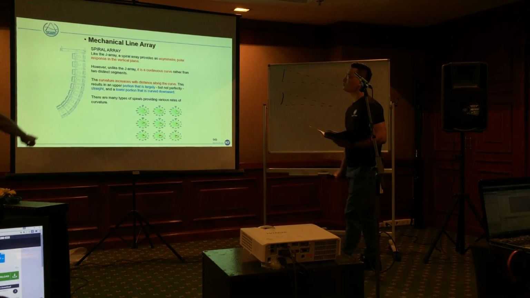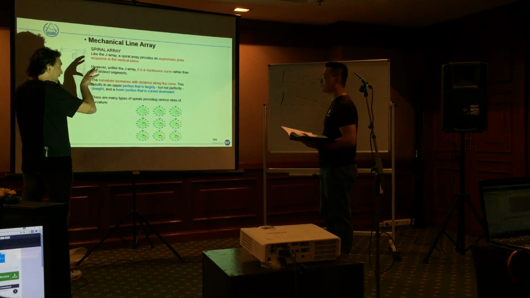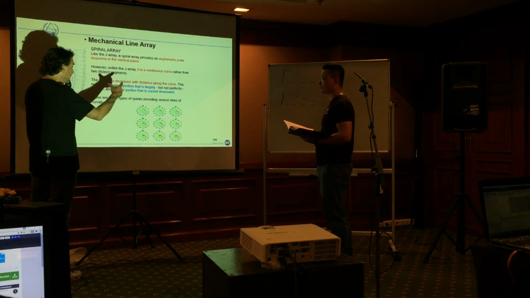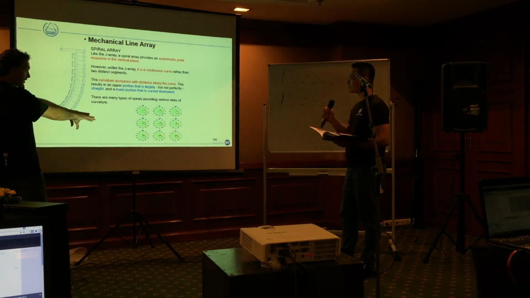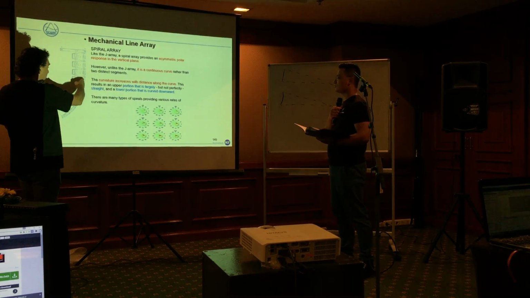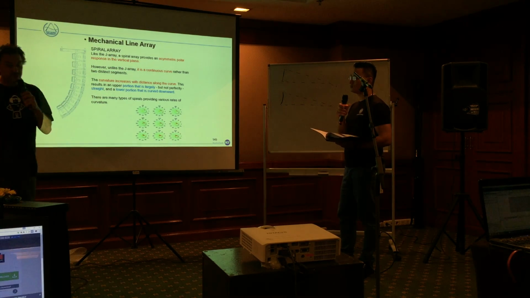With the spiral array, we have a little less coverage in the far field, but we have the same coverage in the midfield and the same coverage in the near field. It means that the spiral array is more constant in terms of linear frequency response.